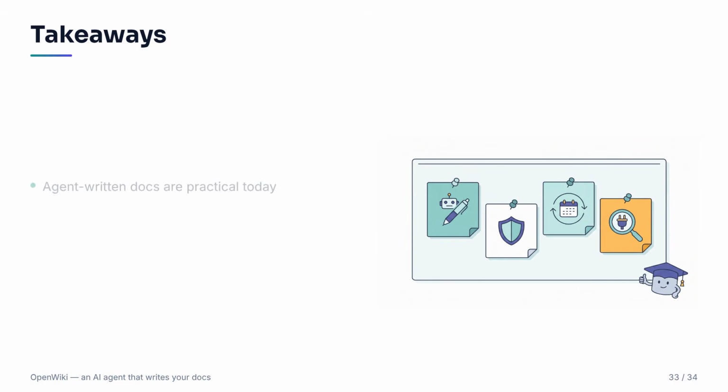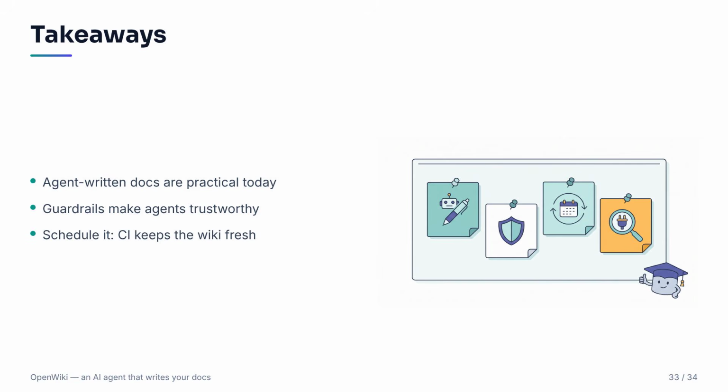So, 4 takeaways. First, agent-written documentation is practical today, not someday. Second, guardrails are what make agents trustworthy. Docs-only write access is a great pattern. Third, schedule it. A CI workflow keeps the wiki fresh forever, and the snapshot gate keeps it quiet. And fourth, your knowledge stays local, plain markdown on your machine, that you can chat with or browse anytime.